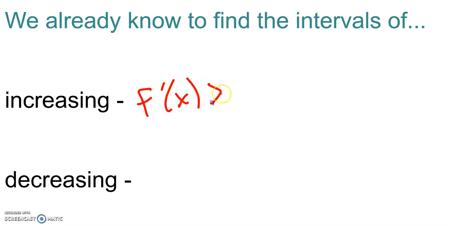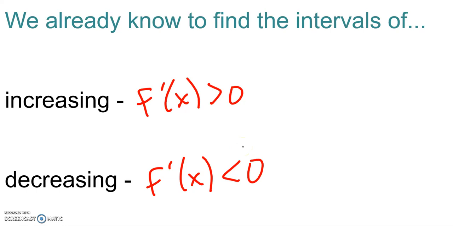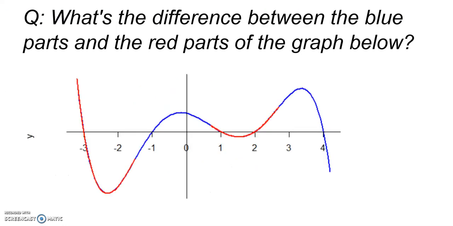If it is positive, so in other words greater than 0, that's when it's increasing, and it's decreasing when the first derivative is less than 0, so in other words negative. Now let's take a look at just a random graph, and let's compare the parts of this graph here. Okay, so what's the difference between the blue parts of this graph as well as the red parts of the graph?